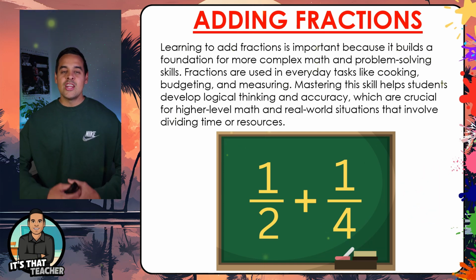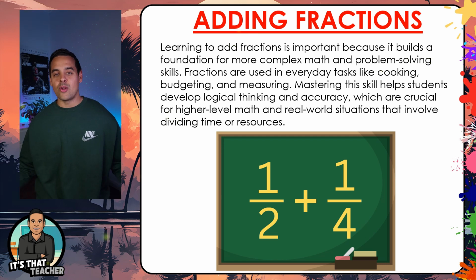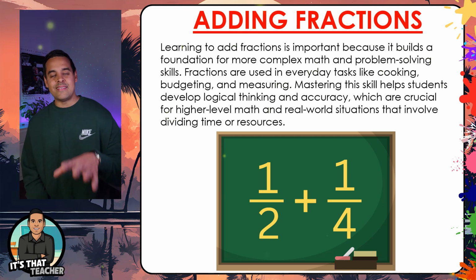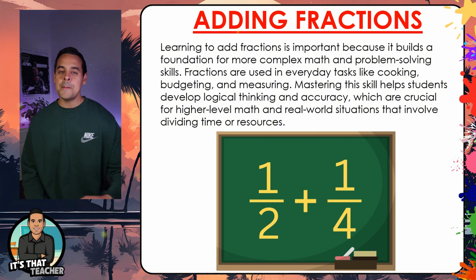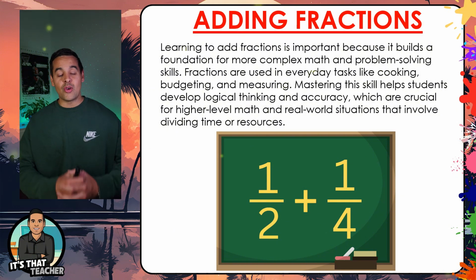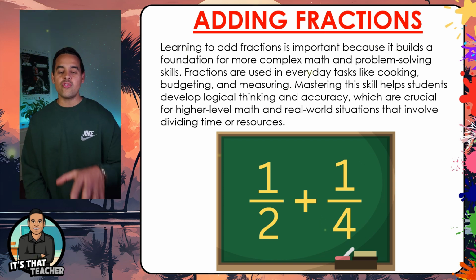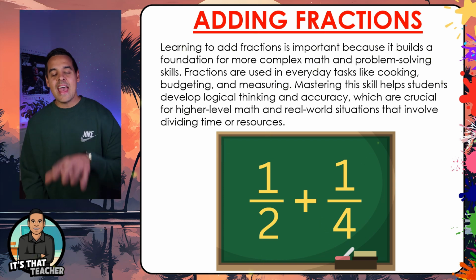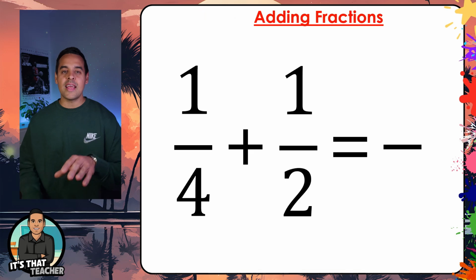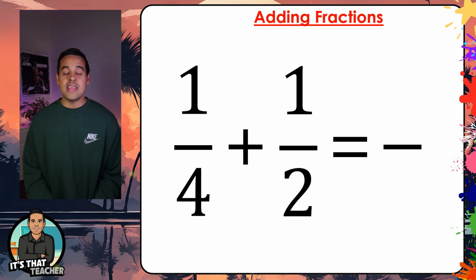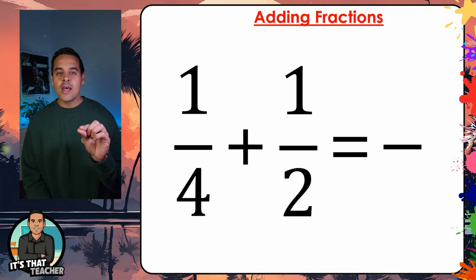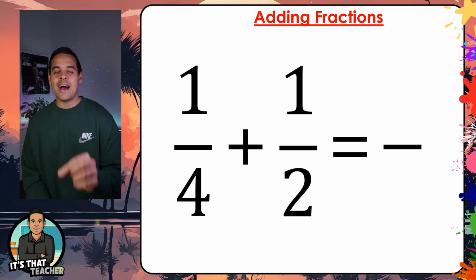Now learning to add fractions with unlike denominators can sometimes be quite a difficult concept for students to understand. However, we are going to guide you through each and every step in that process in order for you to understand exactly how to add fractions with unlike denominators. So our first fraction here is going to be 1/4 plus 1/2.